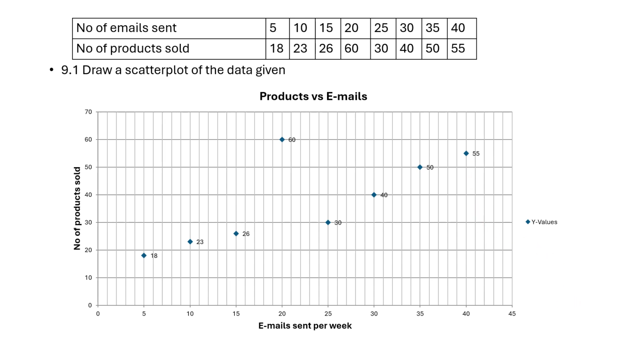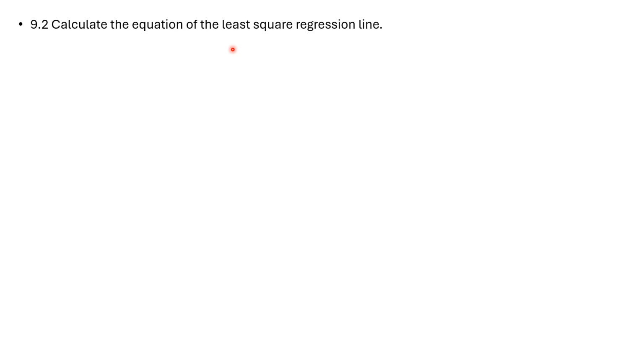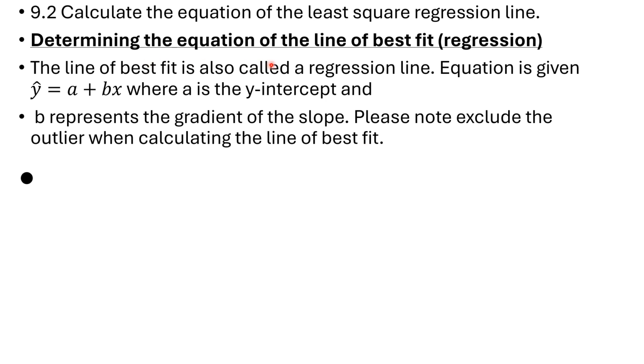Now if you go to the second question, calculate the equation of the least squares regression line, which you normally do on the calculator. So determine the equation of the line of best fit, or regression. The line of best fit is also called a regression line. The equation is given by y equals a plus bx, where a is the y-intercept and b represents the gradient of the slope. Please note, in general, we exclude the outlier when calculating the line of best fit. There you could see that 20 and 60 was a huge outlier.